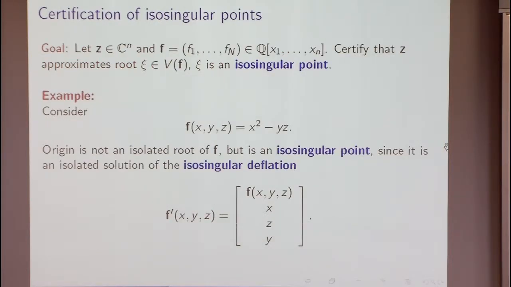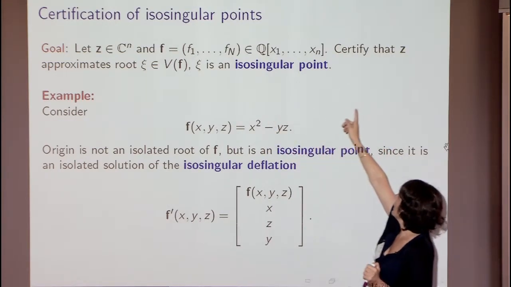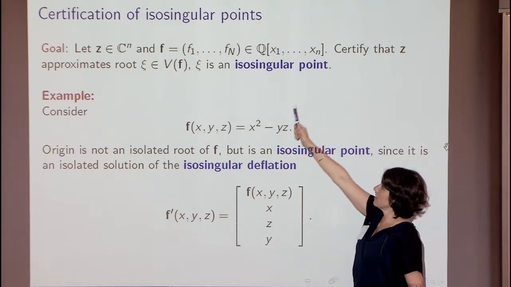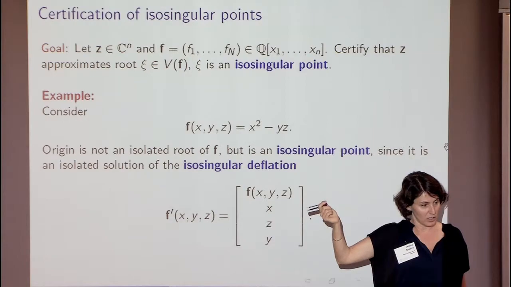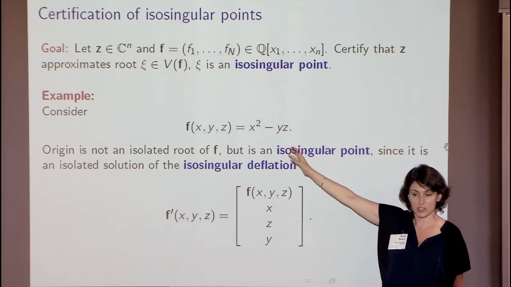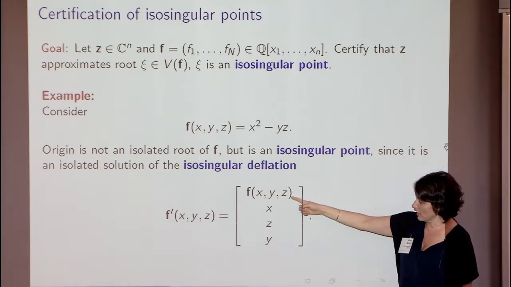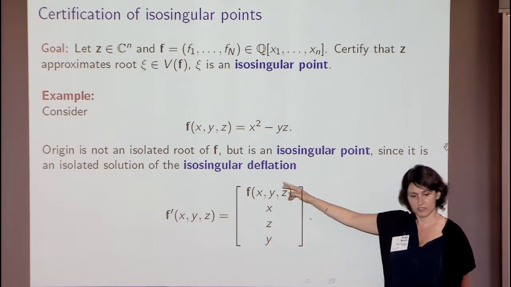So the second part is to use this in certifying isosingular points. Several people mentioned this algorithm, or these techniques. Here the problem is similar. We are given a point and a polynomial system, which can now be well constrained, under constrained, or over constrained, and we want to certify that the point is an approximation of an isosingular point. And instead of defining isosingular points, I just give this example. We do not require that it's an isolated root of the original system. So, for example, if the original system consists of this single polynomial, then the origin will be a non-isolated root, but it's an isolated root of the deflated system.